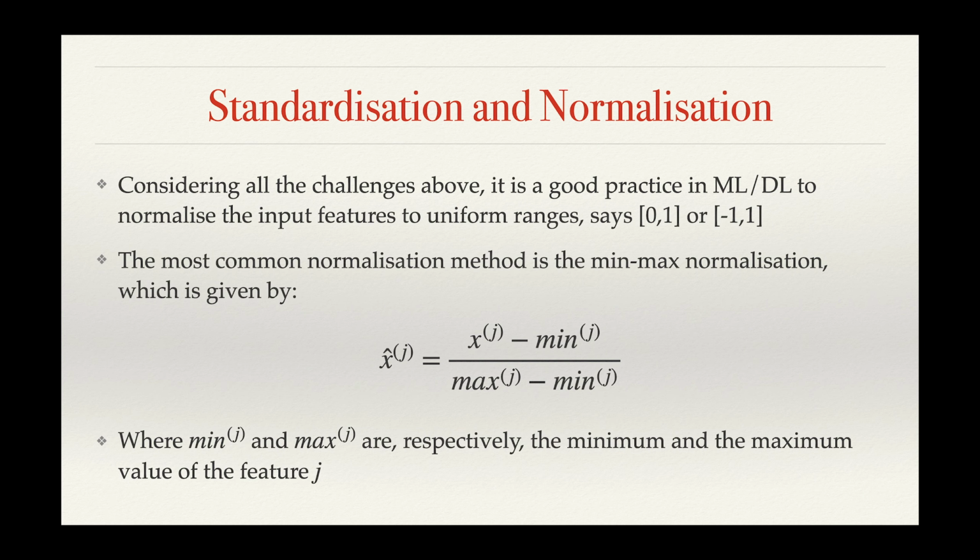Now, considering the challenge above, it's good practice to normalize the input features to a uniform range. As I said, between 0 and 1 or -1 to 1. In deep learning, it's always better to have -1 to 1, just to know.